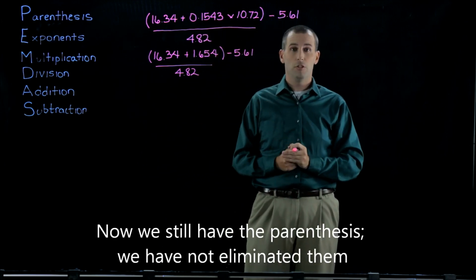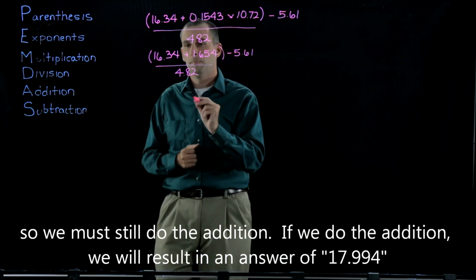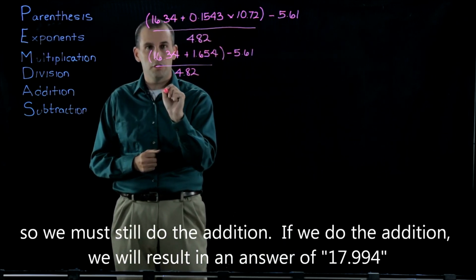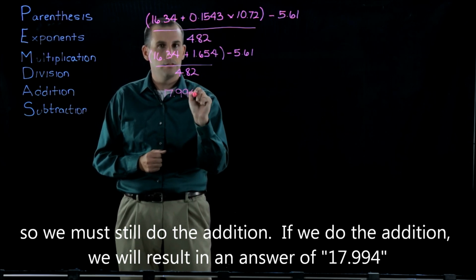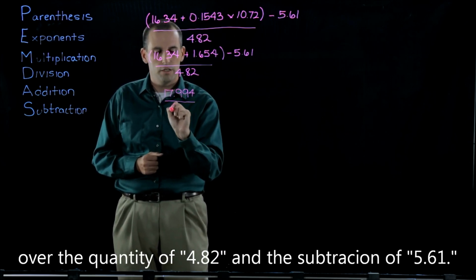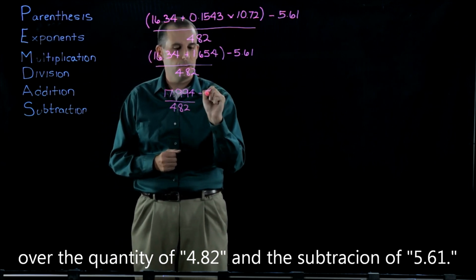Now we still have the parentheses. We have not eliminated them, so we must still do the addition. If we do the addition, we will result in an answer of 17.994 over the quantity of 4.82 and the subtraction of 5.61.